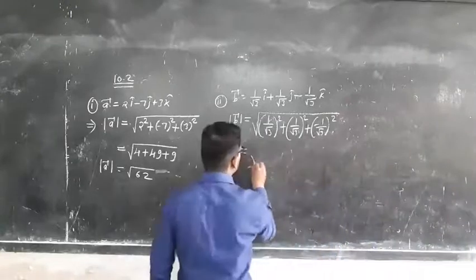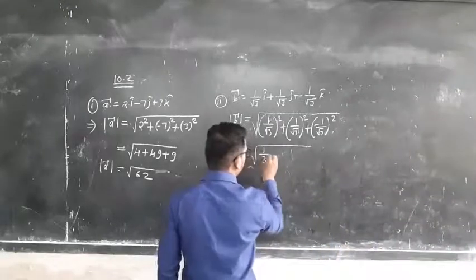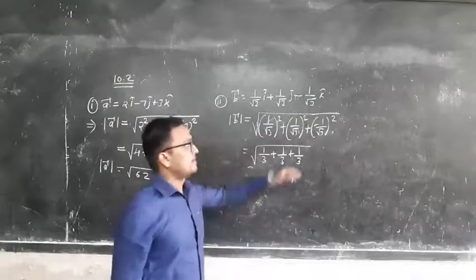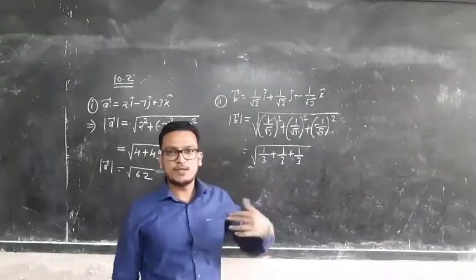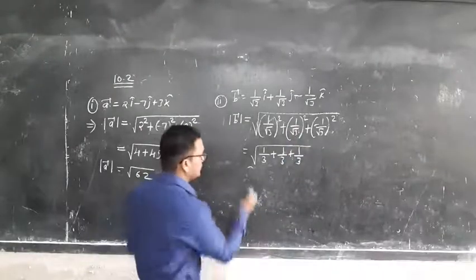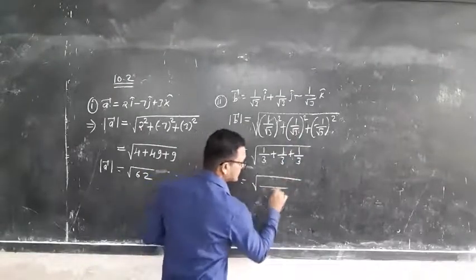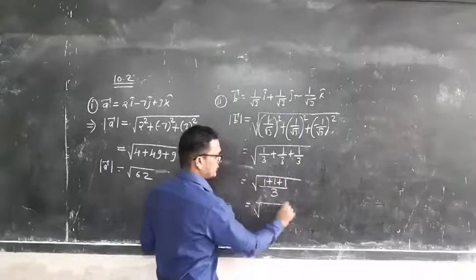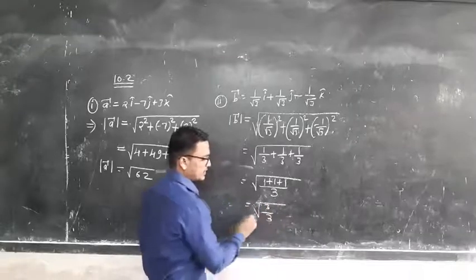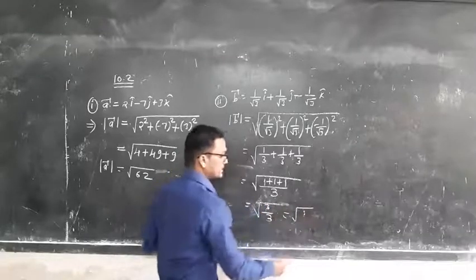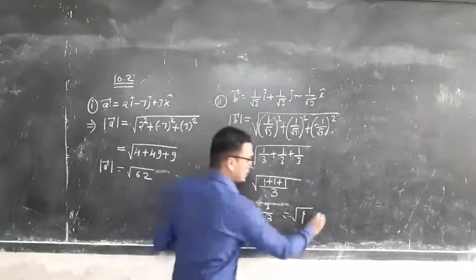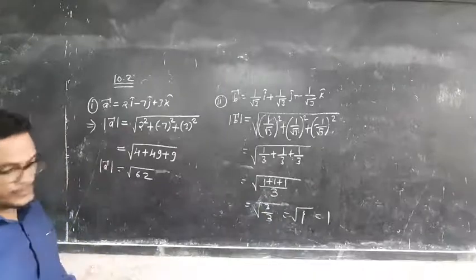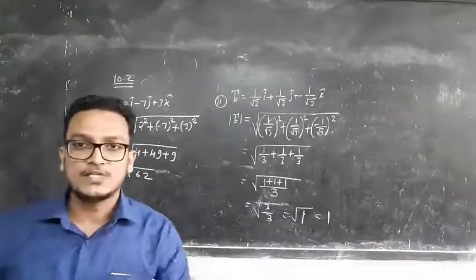So this equals the square root of 1 by 3 plus 1 by 3 plus 1 by 3. Maybe it is minus 1 by root 3, but after squaring it becomes positive. The LCM is 3 here, so you just add the numerators. Therefore it is root of 3 upon 3. The 3s get cancelled. It is root of 1, and root of 1 is 1. So this is the example for finding magnitude.